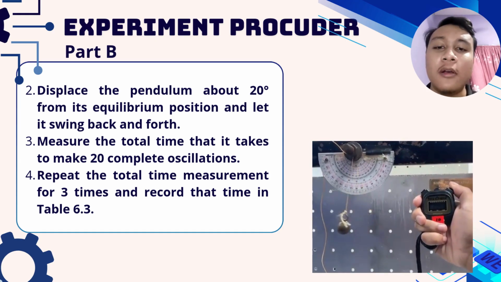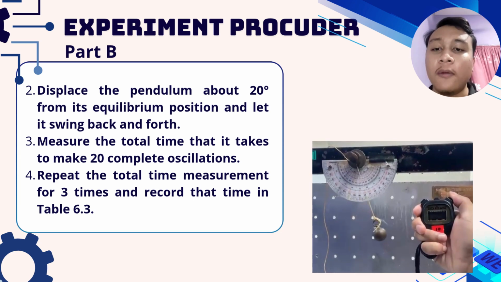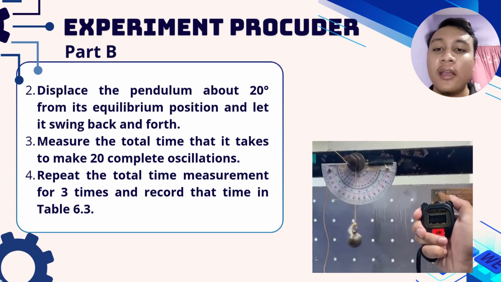Displace the pendulum about 20 degrees from its equilibrium position and let it swing back and forth. Then we need to measure the total time that it takes to make 20 complete oscillations, which is 20 times the pendulum swings back and forth. Then we need to repeat the total time measurement three times to get the average time and record that time in table result 6.3.